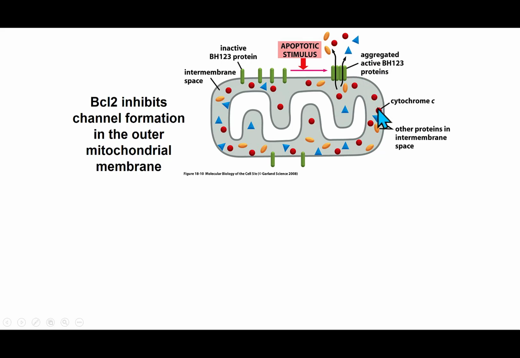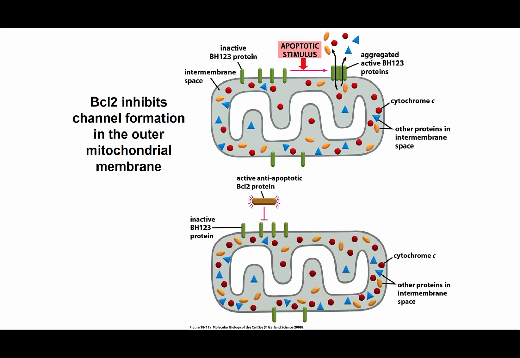Do notice that in addition to cytochrome C in the intermembrane space, there are some other proteins. These other proteins will leave and go to the cytosol too. They're quite important. We'll talk about them in a sec. BCL2 protein will prevent BH123 proteins from aggregating. It'll prevent them from allowing the release of cytochrome C and the other intermembrane space proteins. So BCL2 essentially inhibits intrinsic apoptosis.